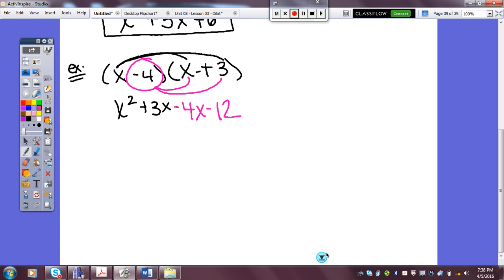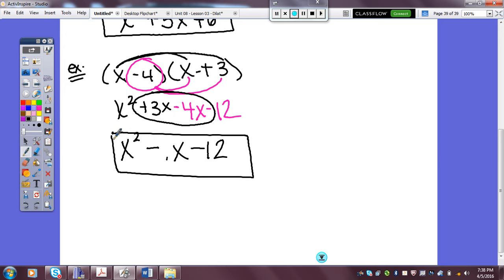So now look, are there any terms that you can clean up? These middle terms right here. 3 and negative 4 make negative 1. So I have x squared minus 1x minus 12. Do I really need this 1 here? No, I can go ahead and erase it. So my answer is x squared minus x minus 12. So now you try this problem. X plus 7 times x plus 2. Go ahead and pause this video and then try this for a few seconds on your own, and then we'll come back together.